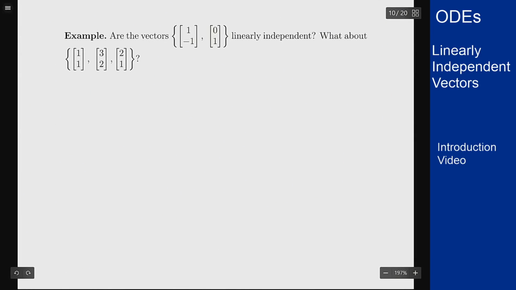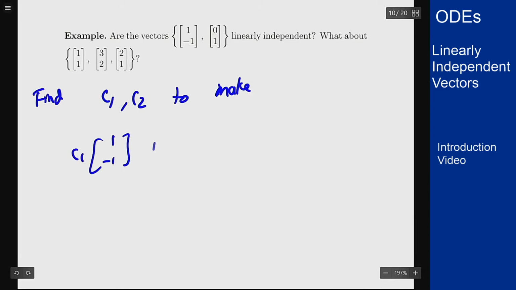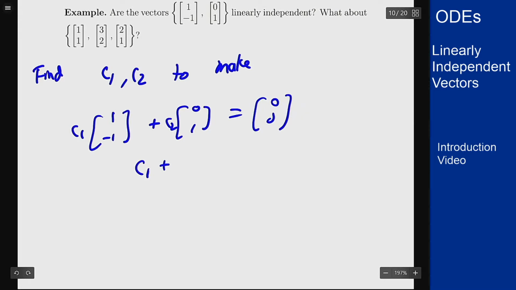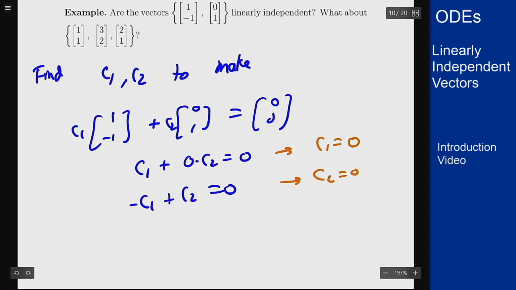So some examples of that: are the vectors (1, -1) and (0, 1) linearly independent? What about this other set? So let's start with that first one. I want to find c1 and c2 to make c1 times (1, -1) plus c2 times (0, 1) equal to the vector (0, 0). This just tells me that c1 plus 0 c2 equals 0, and negative c1 plus c2 equals 0. The first forces c1 to be 0, then the second forces c2 to be 0. So the only solution here is (0, 0). So these are linearly independent.